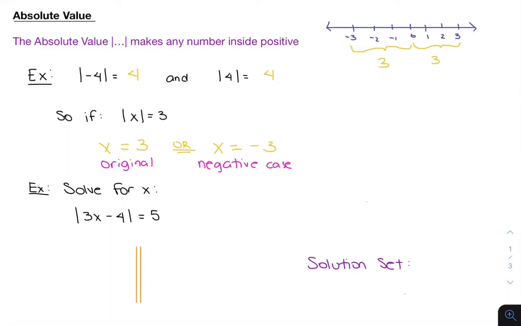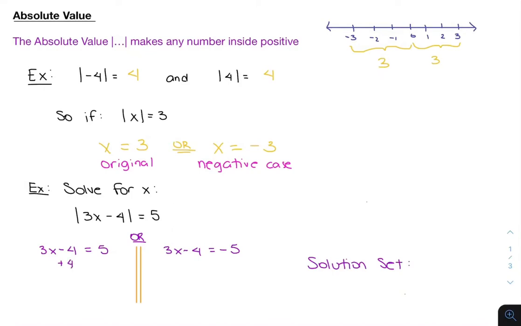So let's try an example and solve for x in the absolute value of 3x minus 4 equal to 5. The first thing we have to do is make the original case and set the inside, which is 3x minus 4, equal to the original case, which was positive 5. Or we can have the negative case, where the inside 3x minus 4 is set equal to -5. Now we have both our original case and our negative case, so let's solve for x.